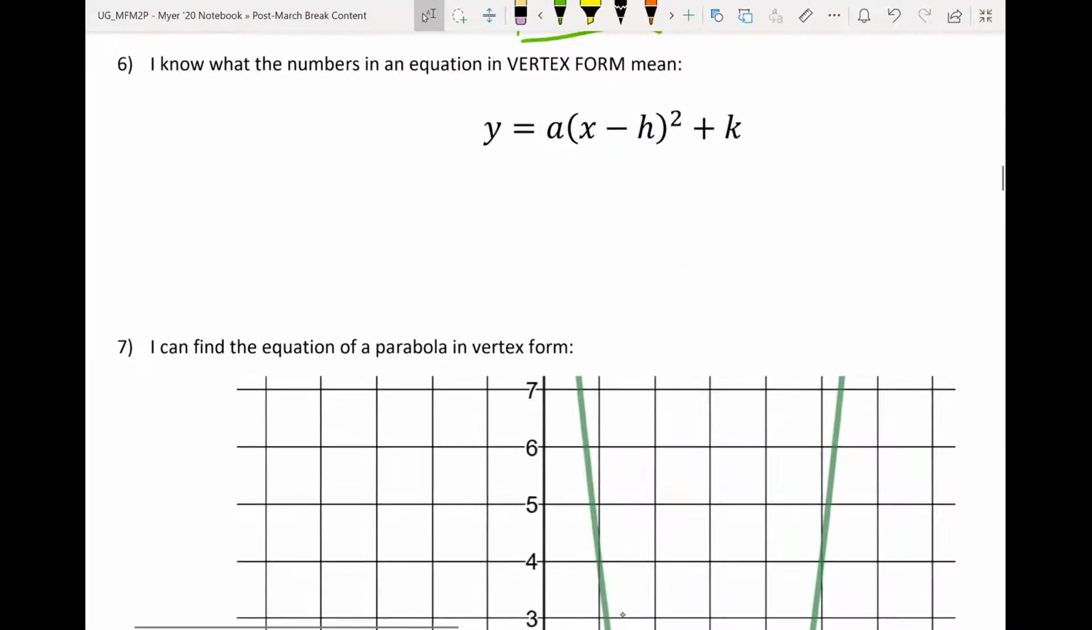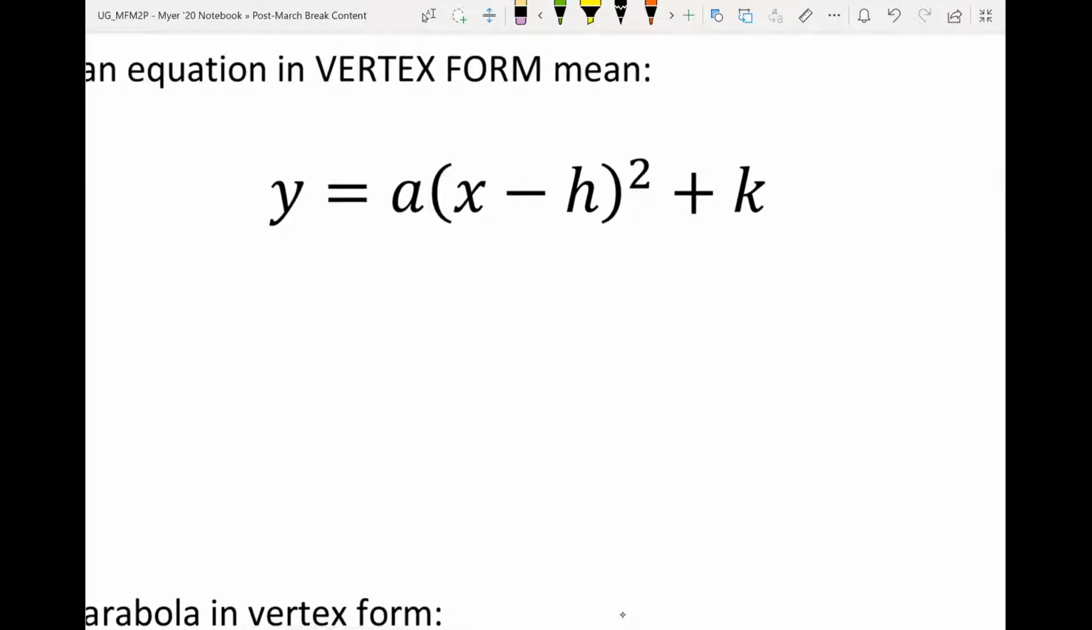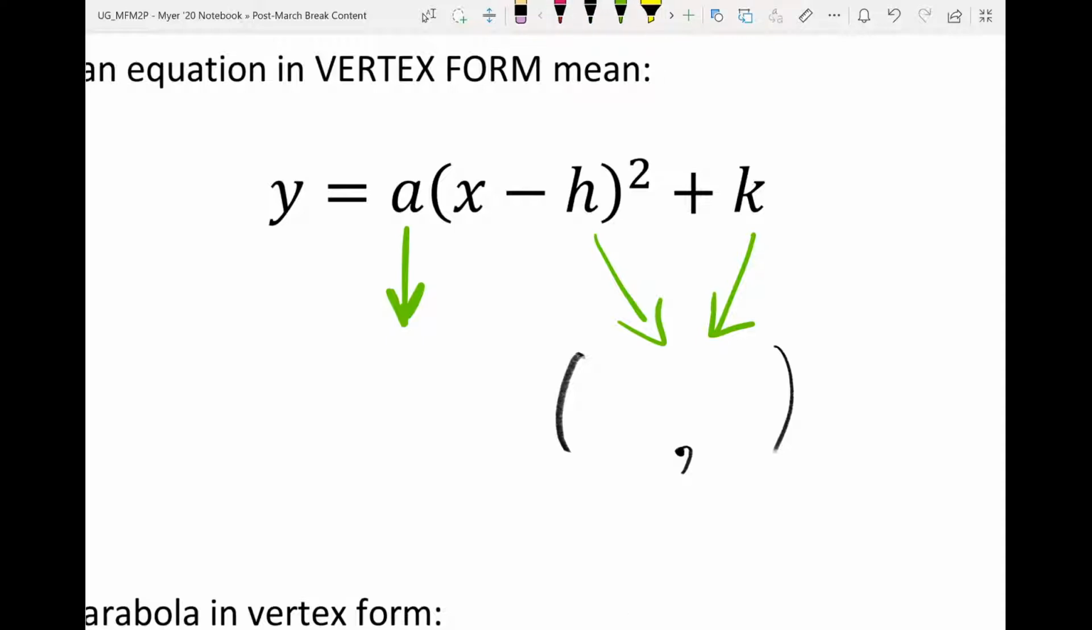So vertex form, if you recall, vertex form is this equation right there. And the letters represent something. So mainly what we're concerned with is, what do the letters represent? And we're concerned mainly with these ones right here. So with vertex form, the key things that we're looking for are A, H, and K. And so A represents this step pattern.